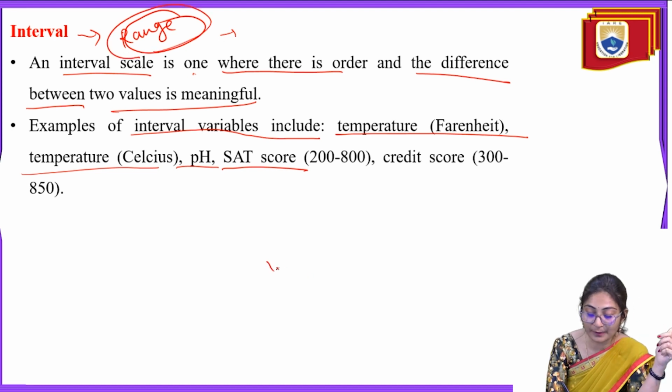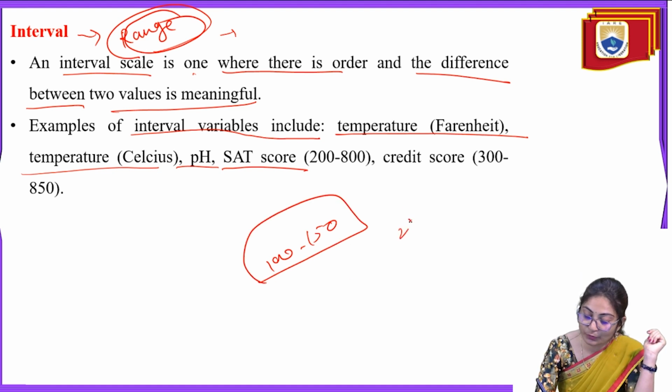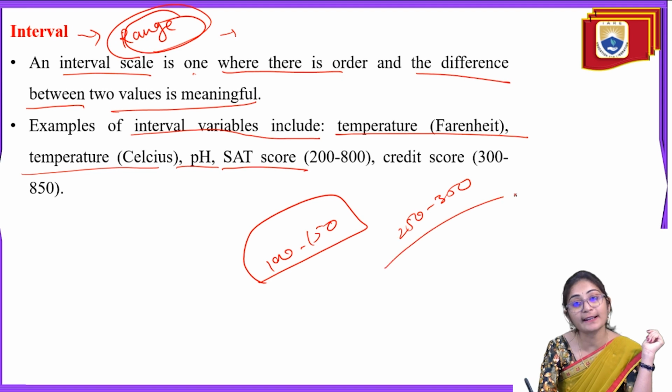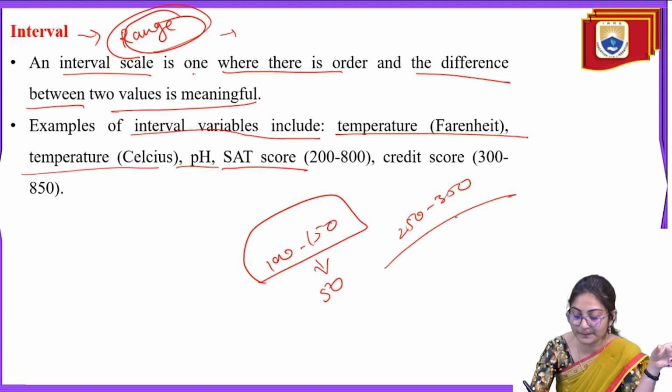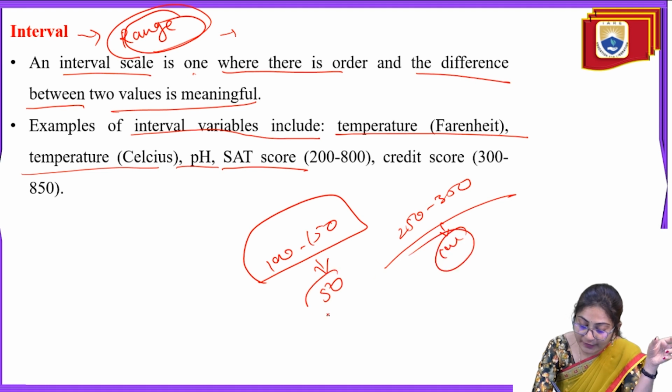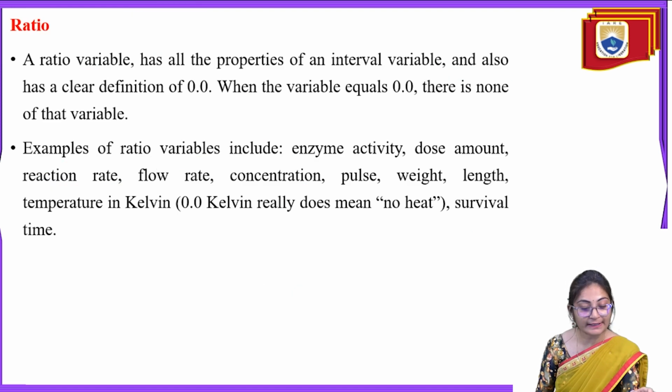For example, 100 to 150, this is the range. 250 to 350, this is the range. So definitely if you get any difference like 50 or 100, these values are very important. We can't ignore this. So this is about the interval.